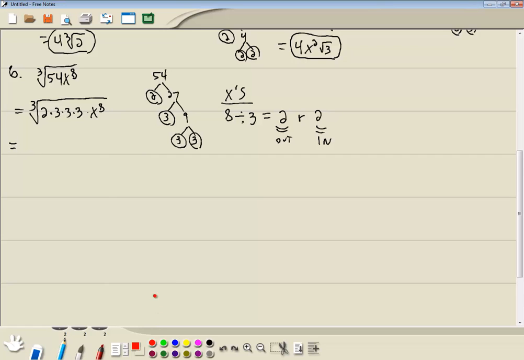Okay, our index is 3, so we're looking for a set of 3 of something. Here's 3 3's. They're going to come out as a single 3. And we said we're going to bring 2 x's out, so we'll have x squared. Cube root, we're left with a 2 inside, and we're also left with 2 x's inside. And that's our answer.